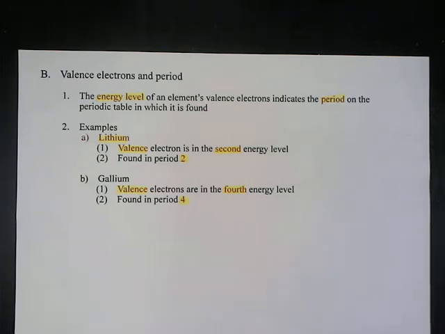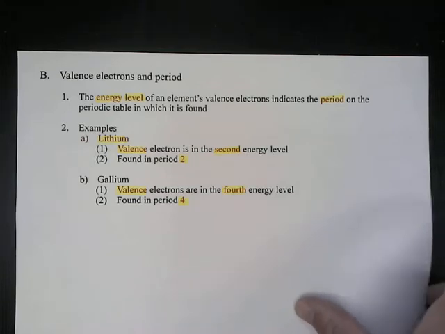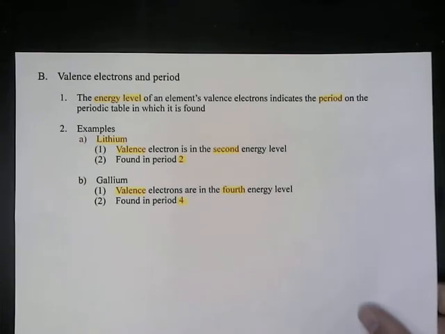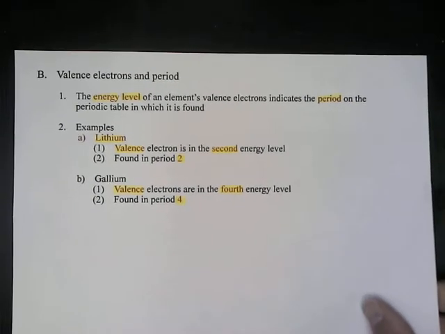Gallium, which is found in the group with boron, has 3 valence electrons, and those 3 valence electrons are found in the 4th energy level because gallium is in the 4th period. So again, the period number is equivalent to that highest energy level. Something to keep in mind as we keep identifying the importance of our valence electrons.